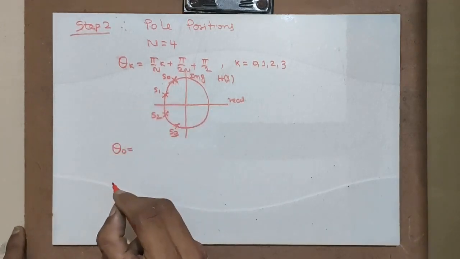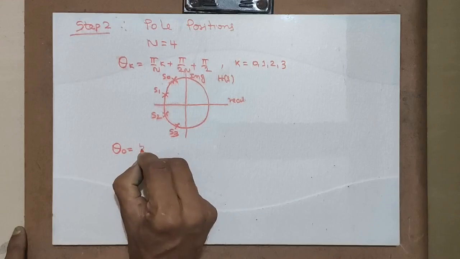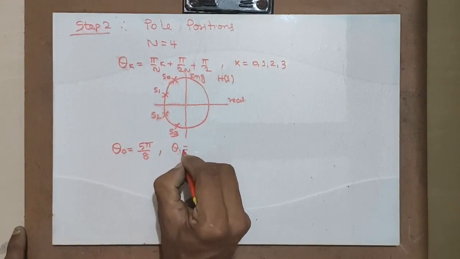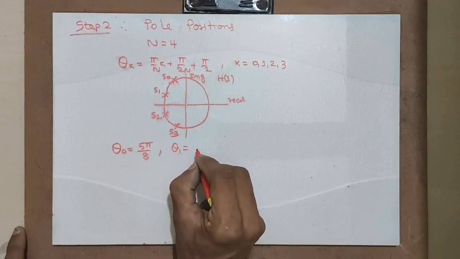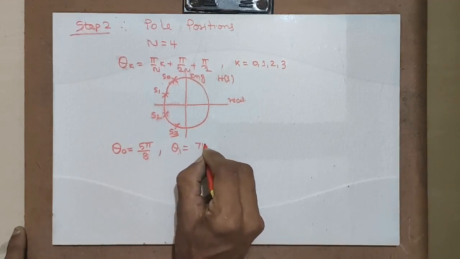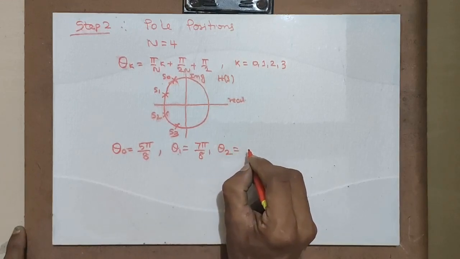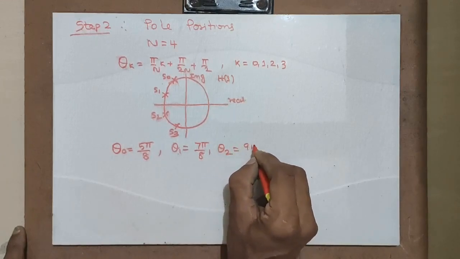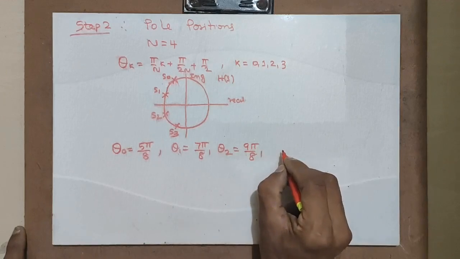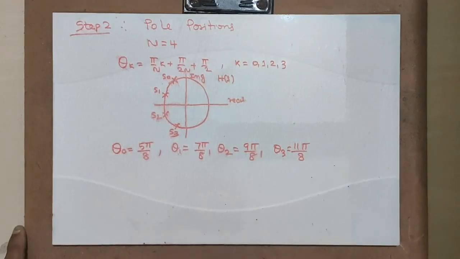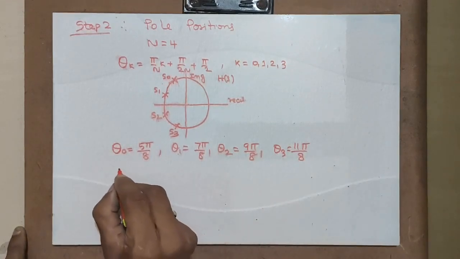Theta naught is equal to, I will write down this, you can verify, pi by 8. Theta 1 is equal to 7 pi by 8. Theta 2 is equal to 9 pi by 8. And theta 3 is equal to 11 pi by 8. I have found all the angles.